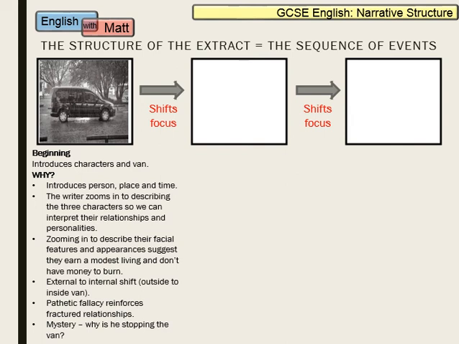So again, what I might do in class is I might get my students to draw the events of the extract in order. So they might begin by drawing a van in a storm. And underneath, I would ask them, okay, so why is that significant? So at the beginning, we're introduced to characters and van. So it introduces person, place, and time. The writer zooms into describing the three characters so we can interpret their relationships and personalities. So it's almost contextualizing the characters for us.